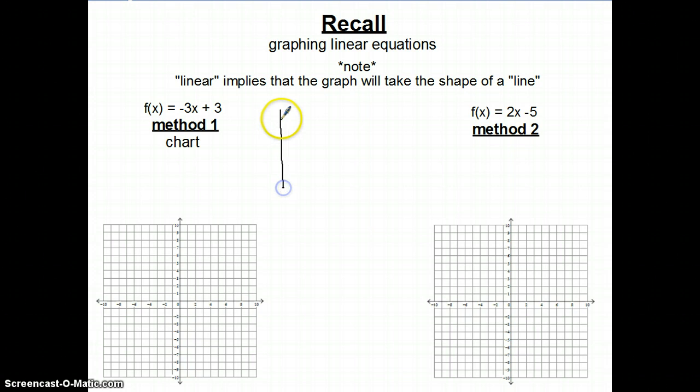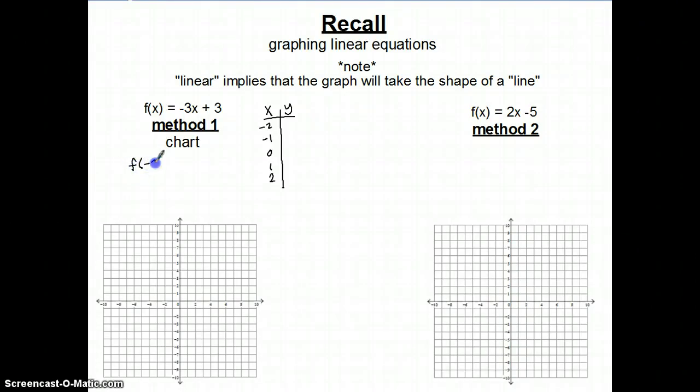So we're going to create a chart. We're going to create x and y values. We're going to plug in values for x. Well, let's start with -2, -1, 0, 1, and 2. Remember, you can plug in any value that you choose, but it's a little easier to use some standards. So let's start with the first one.